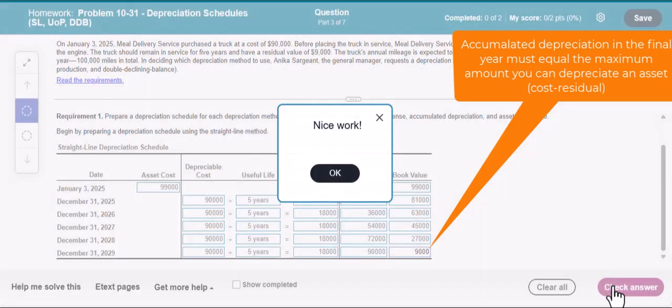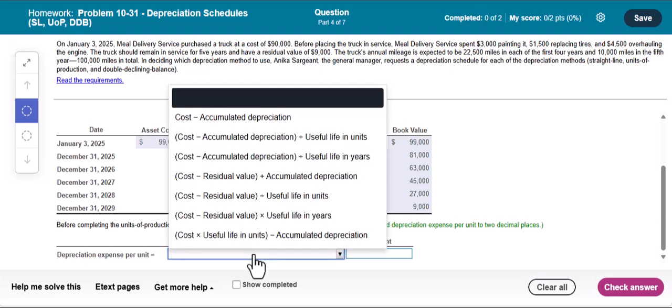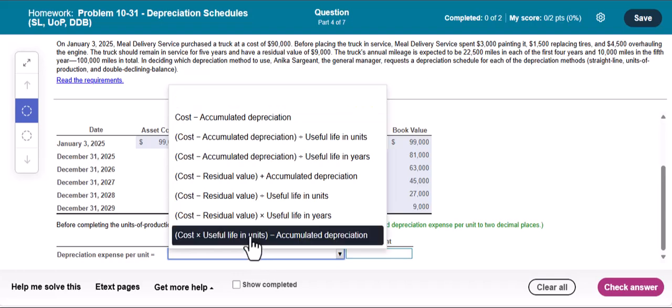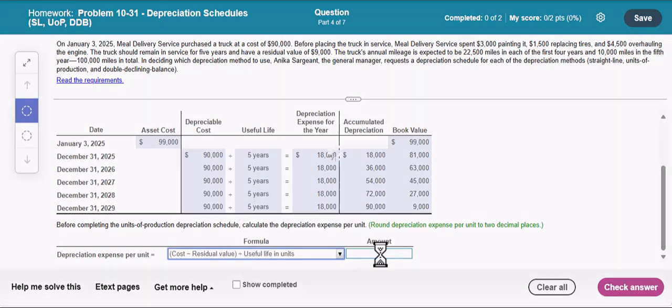Nice work. Okay. So next we have, before completing the units of production depreciation schedule, calculate the depreciation expense per unit. Round depreciation expense per unit to 2 decimal places. So in this case, it's per mile driven. So let's go ahead and get our formula in, and that is going to be cost minus residual value, and then that is divided by useful life in units, and those units again are those miles. So let's go ahead and get that amount here.